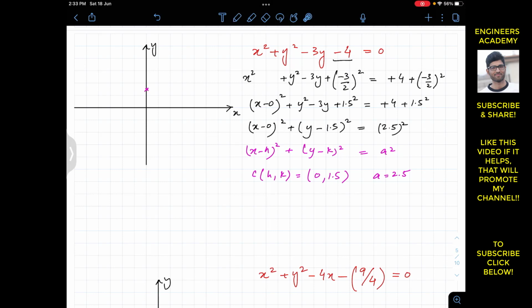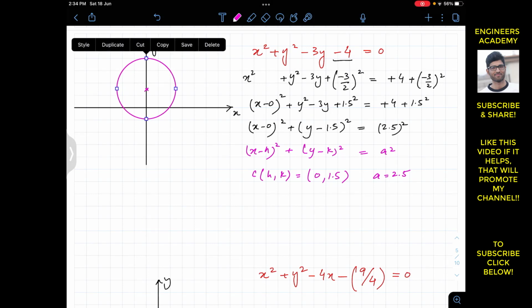So for 2.5, this is 0.5, 1.5 and 2. So until this point we need to have the circle like this, and similarly this is 0.5, 1 and 2. So until this point. Now let's draw that circle, which is like this, and let's enlarge it. So now this is our required circle, and this is the center, (0, 1.5).